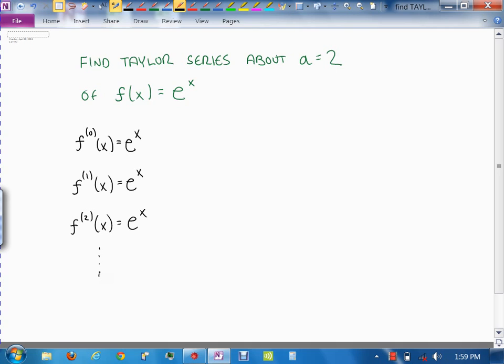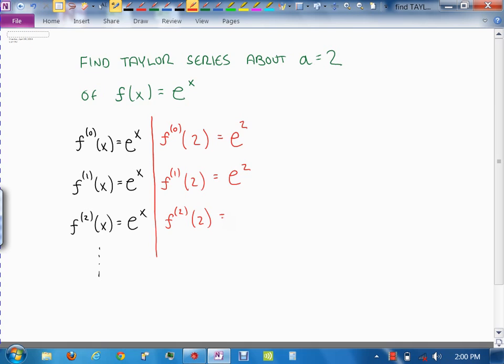All right. Here we go. What's the 0th derivative at where? At 2. Not at a. I mean, not at 0, at 2, because a is 2. So that means take your 0th derivative, which is e to the x, and plug in 2, and you get what? E squared. All right. What's the first derivative at 2? E squared again. What's the second derivative at 2? E squared again. Boring, but yeah, that's what's happening.